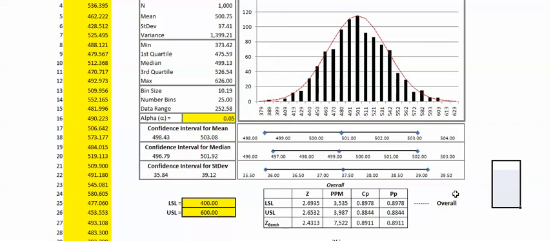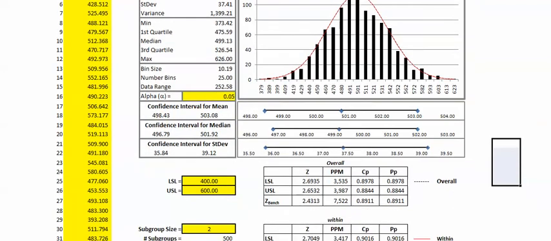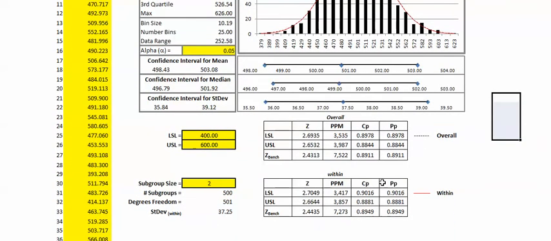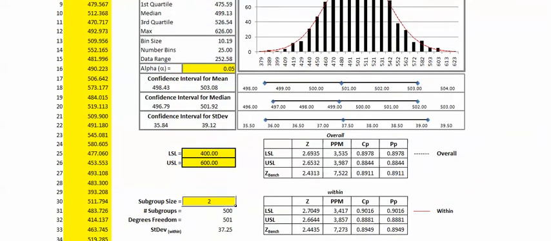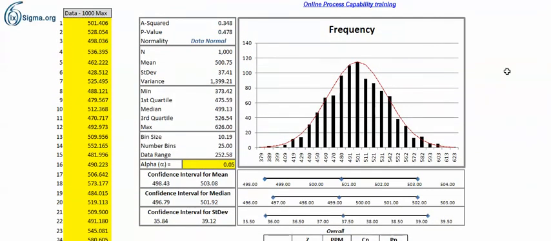I'm looking, of course, at the overall, not the within, although you'll use the within when you've got subgroup sizing here. If I use a subgroup size of 1, you'll notice the numbers here are identical. If I have different subgroup sizing, then I'll use the within capability. So that's the tool, and if you wanted to see the calculations behind this, you can just look off to the right, and I've put all the calculations there, but that's it.